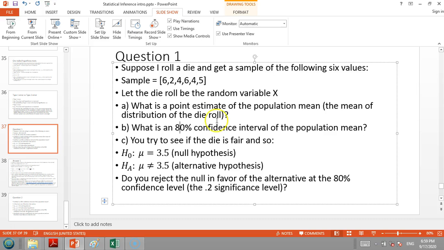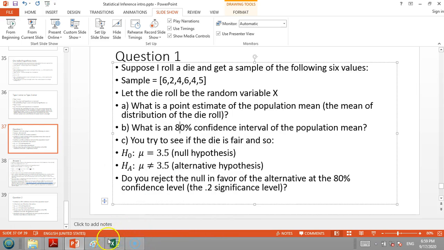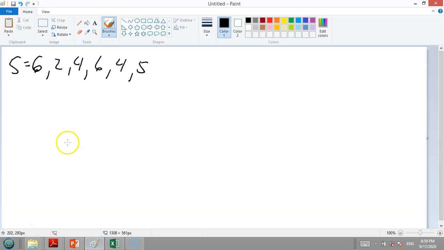This is the sample mean. With the point estimate, I'll just compute X bar, which is the sum of the x's divided by n. So let's just do the math really quickly. Okay, I get 4.5.